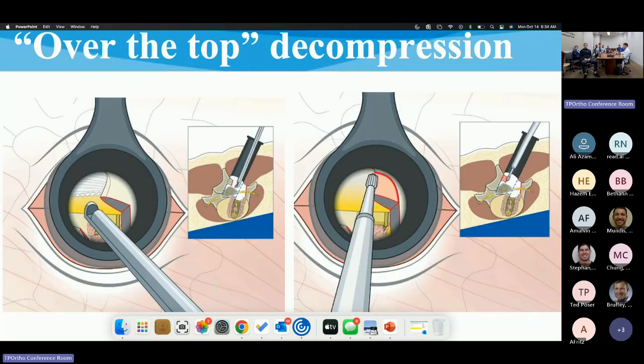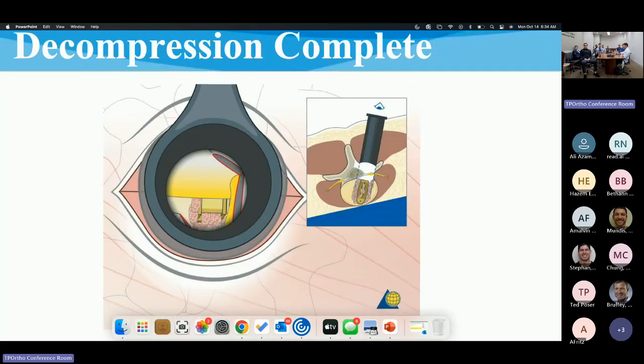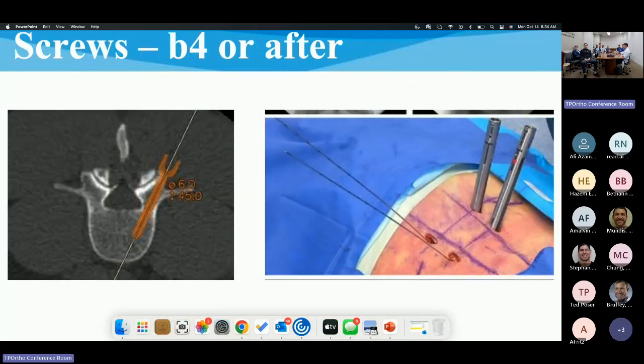And then if you do need to do an over-the-top decompression, I think most people prefer to do it afterwards. You could do it before, but obviously you're right there, so you can just swing your tube over and do the decompression, and then you're good. So what about screws? So I think if you're using fluoroscopy, most people would prefer to just do the TLIF and then put in the screws at the end.